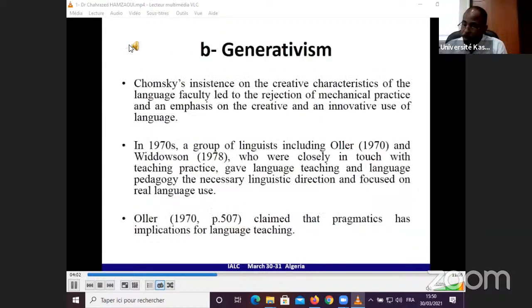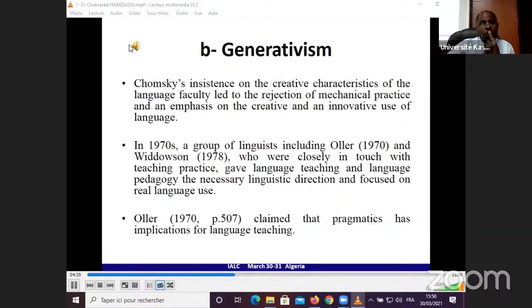Another important linguistic theory that has affected foreign language teaching is called generativism. Chomsky's insistence on the creative characteristics of the language faculty led to the rejection of mechanical practice and a focus on the creative and innovative use of language. In 1970, a group of linguists, including Euler and Wilson, were closely in touch with teaching practice, providing language teaching and language pedagogy in a contemporary linguistic direction, and even tried on real language use.